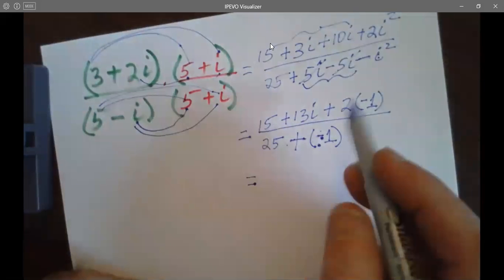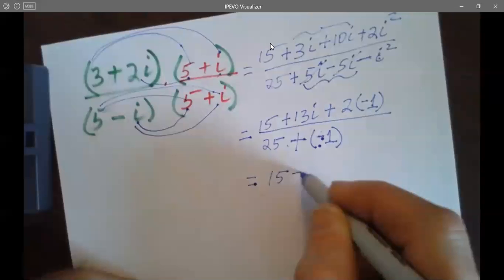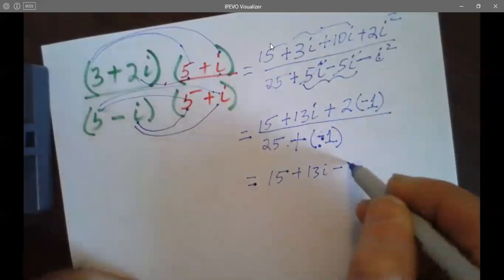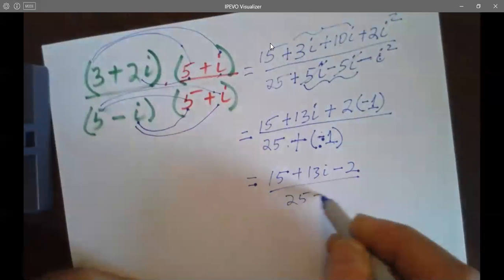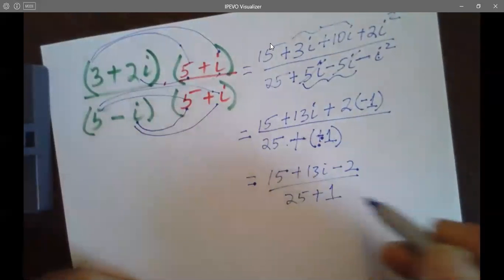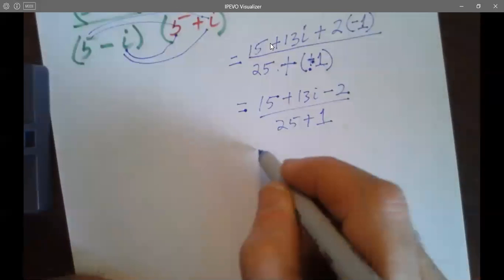Actually, I'm just going to rewrite that. So that'll become 15 plus 13i, and then 2 times -1, that becomes a -2, right? And so this would be 25 plus 1, right? Okay, questions?